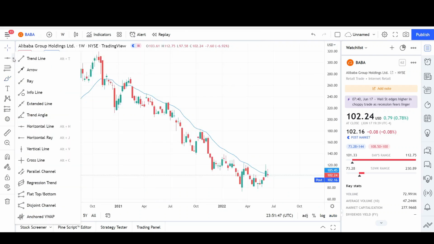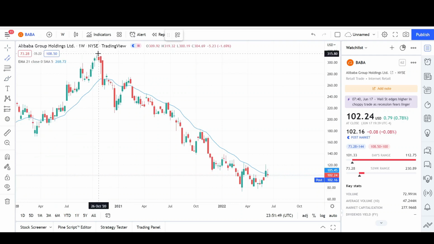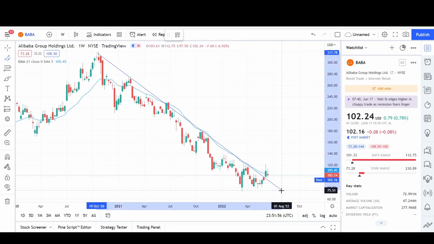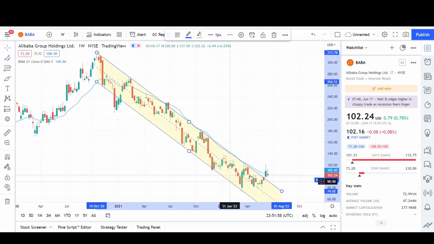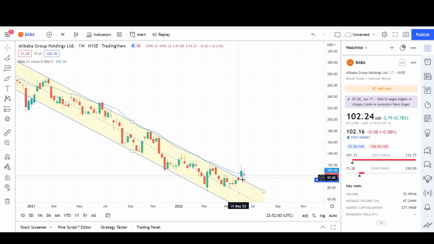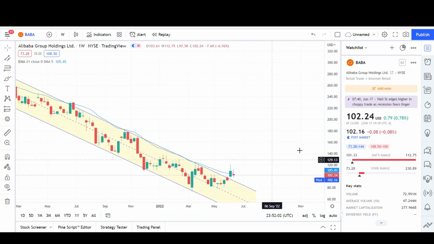And here we have the weekly chart for Alibaba. We can see the long-term price action pretty much since 2020. Price action has been going down in this downtrend. Finally, we had the first break of this channel, which shows signs of weakness in this downtrend. But I don't think it's over yet.